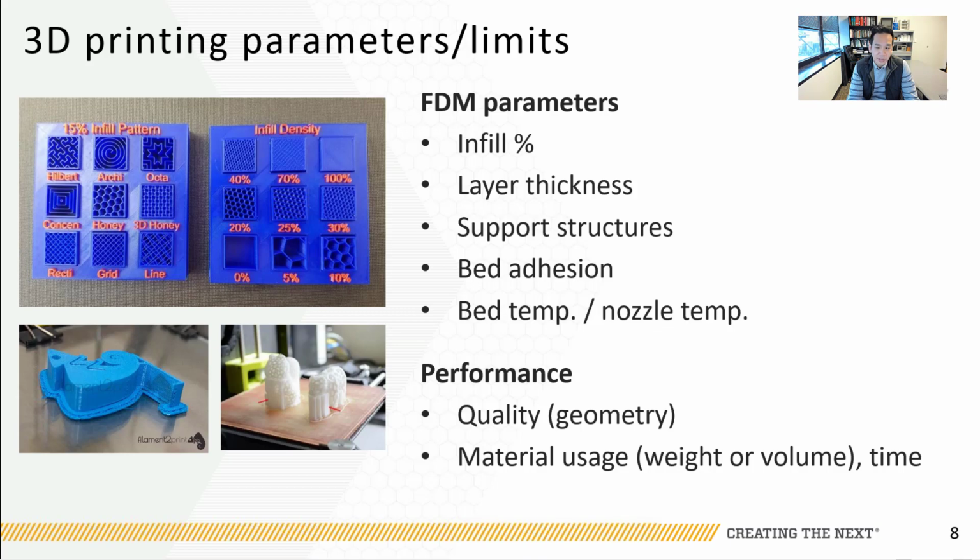Support structures are used to provide support against gravity to these molten beads that are being laid down. Bed adhesion changes the nature of the bottom of the part and how that's attached to the build plate. Are you building a larger pad compared to the part? We also have bed temperature and nozzle temperature, which are used to change the thermal conditions on the build plate or at the nozzle. All of these parameters have an influence on quality in terms of the geometry that you see. So if you have the incorrect settings for parameters, you might not get good bed adhesion, you might not get good overall geometry relative to the part that you wanted to achieve.